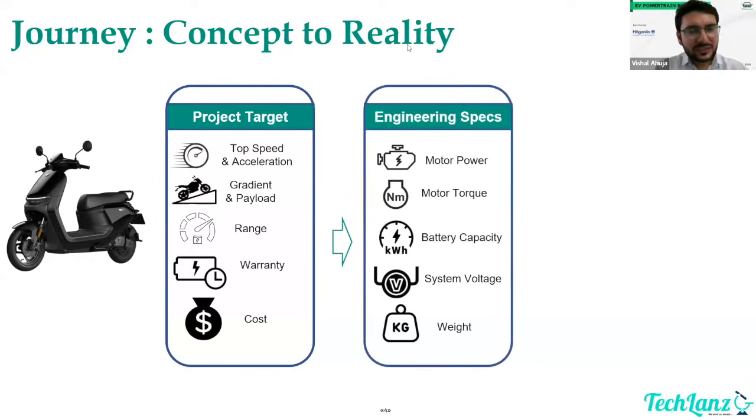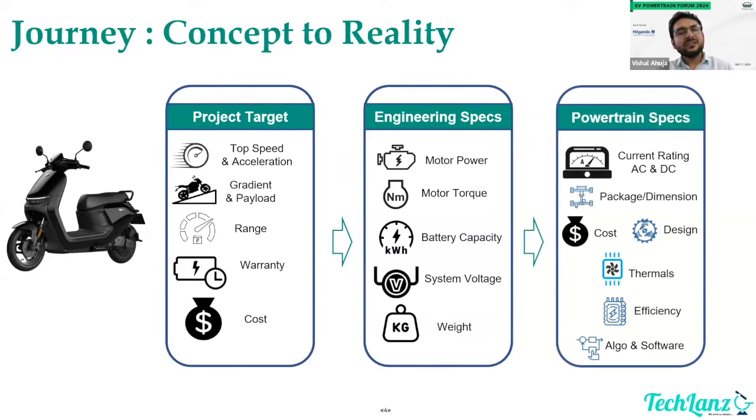Based on these project level targets, first you derive the engineering specs based on simulations, preliminary simulation, one-day simulation, where you decide what should be my motor power, motor torque, battery capacity, system level voltage, and weight of the vehicle, or weight of the particular pack. So these are the first engineering level specs you derive.